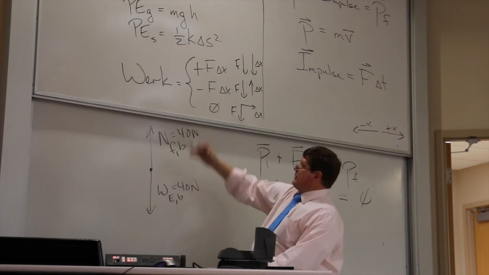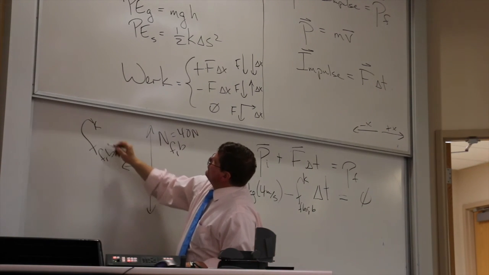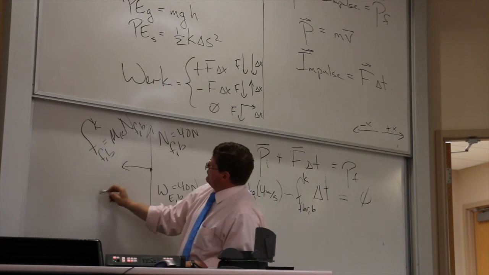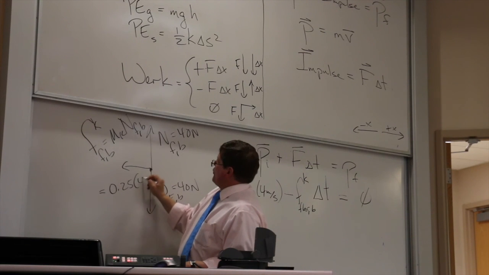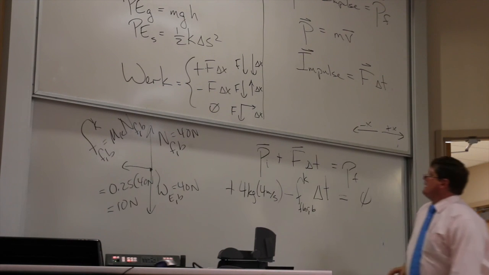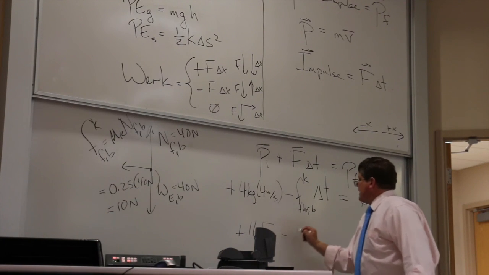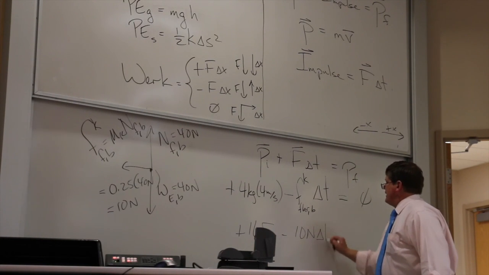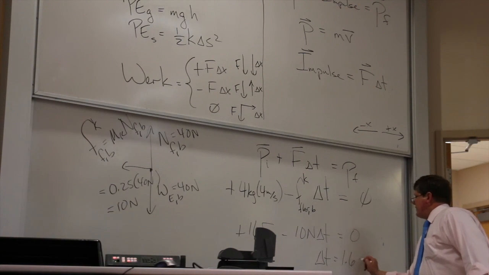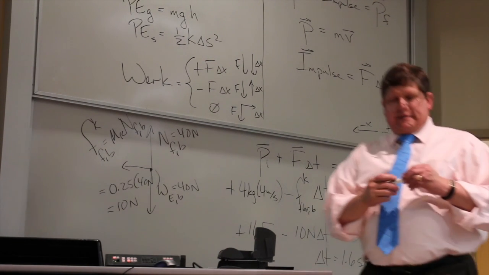There's no acceleration up or down. You have a kinetic friction, and that kinetic friction is going to be mu sub k times the normal force. That's going to be 0.25 times 40. And that's 10. So if I come in here and I say I've got plus 16 minus 10 newtons, delta T is equal to 0. Delta T is equal to 1.6 seconds. See if your neighbor got that right when they did their homework. If not, you know what to do.